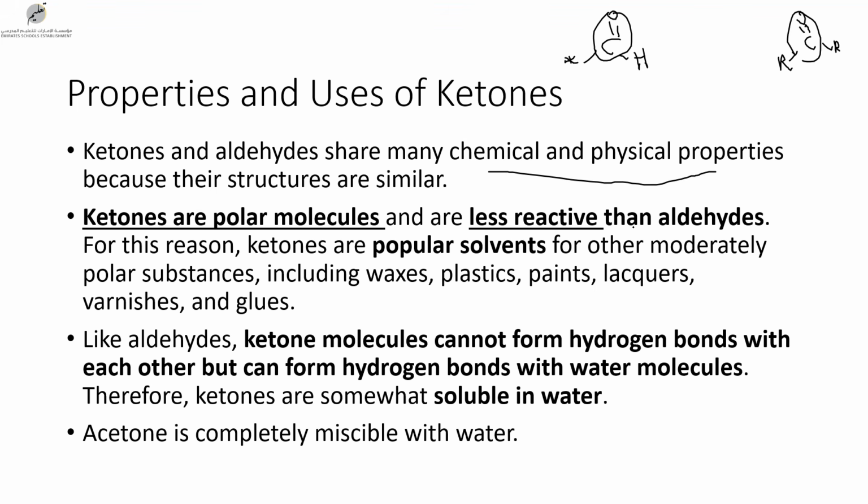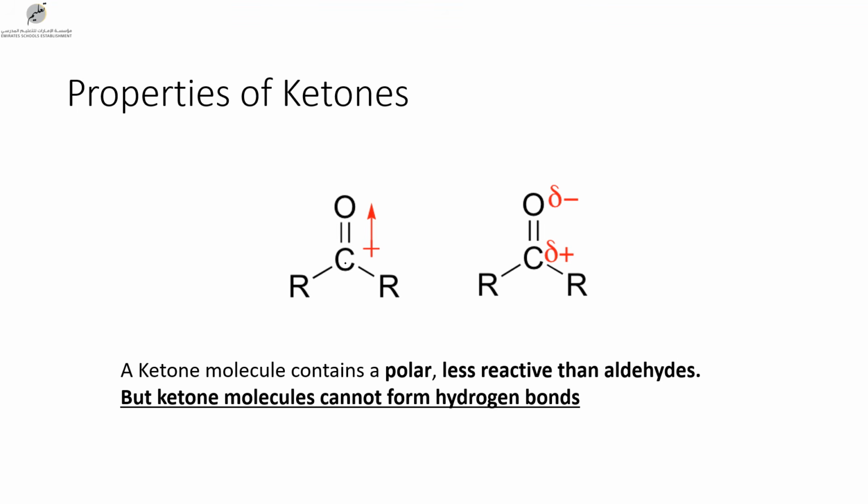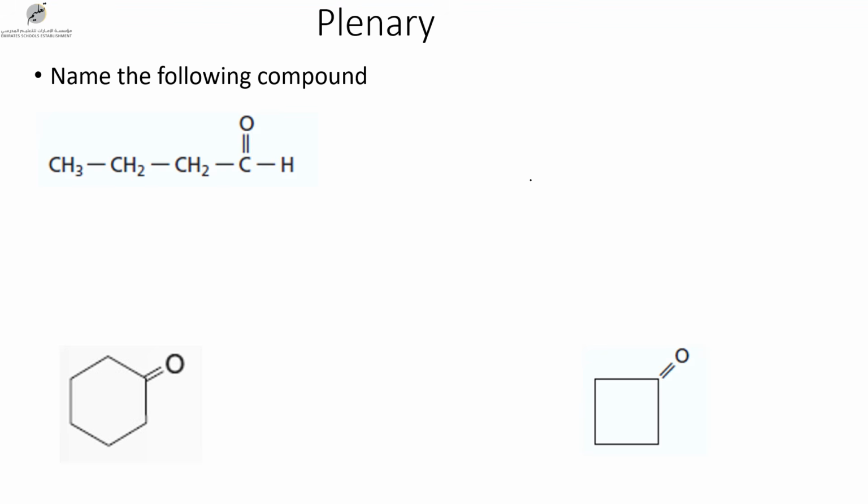So their reactivity is lower. Okay? And they are popular solvents. They are used in many solvents, so like polar substances, waxes, plastics, paints, and so on, glues as well. They cannot form hydrogen bonds with each other because they don't have hydrogen on the O, but they are a little bit soluble in water. Okay, and acetone is completely soluble or miscible with water. Miscible means it dissolves or mixes completely. Okay, and they are polar, as you know. They have positive and negative sides.